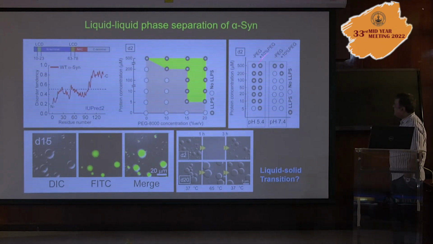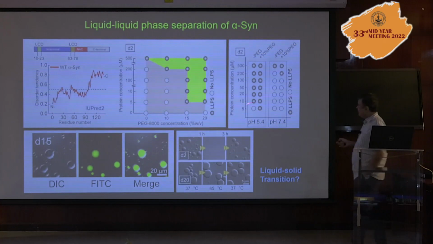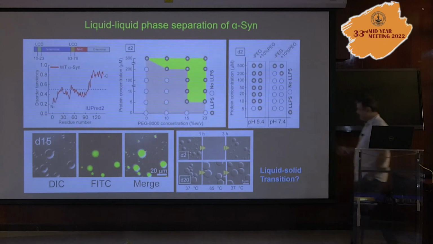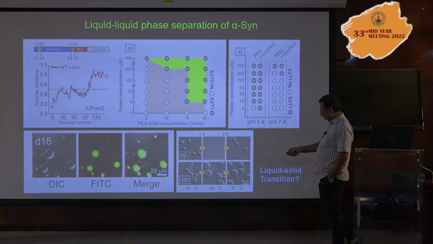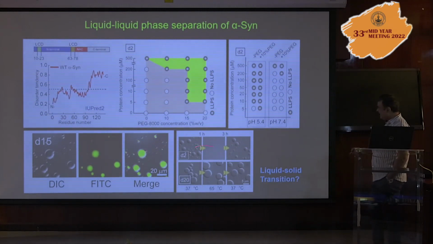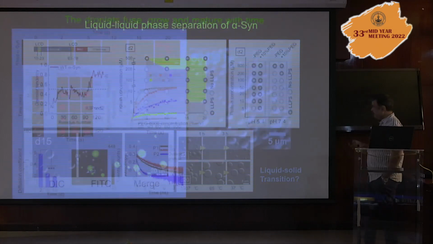But if you decrease the pH, you can see that even in the absence of PEG, at protein concentrations as low as 10 micromolar, they form liquid-liquid phase separation. And with FITC-labeled protein, you can see how the liquid condensate forms, but it is actually reversible at the beginning. That means if you heat it a little bit, it dissolves to form a solution, but over time they age and solidify, and then you cannot reverse it.